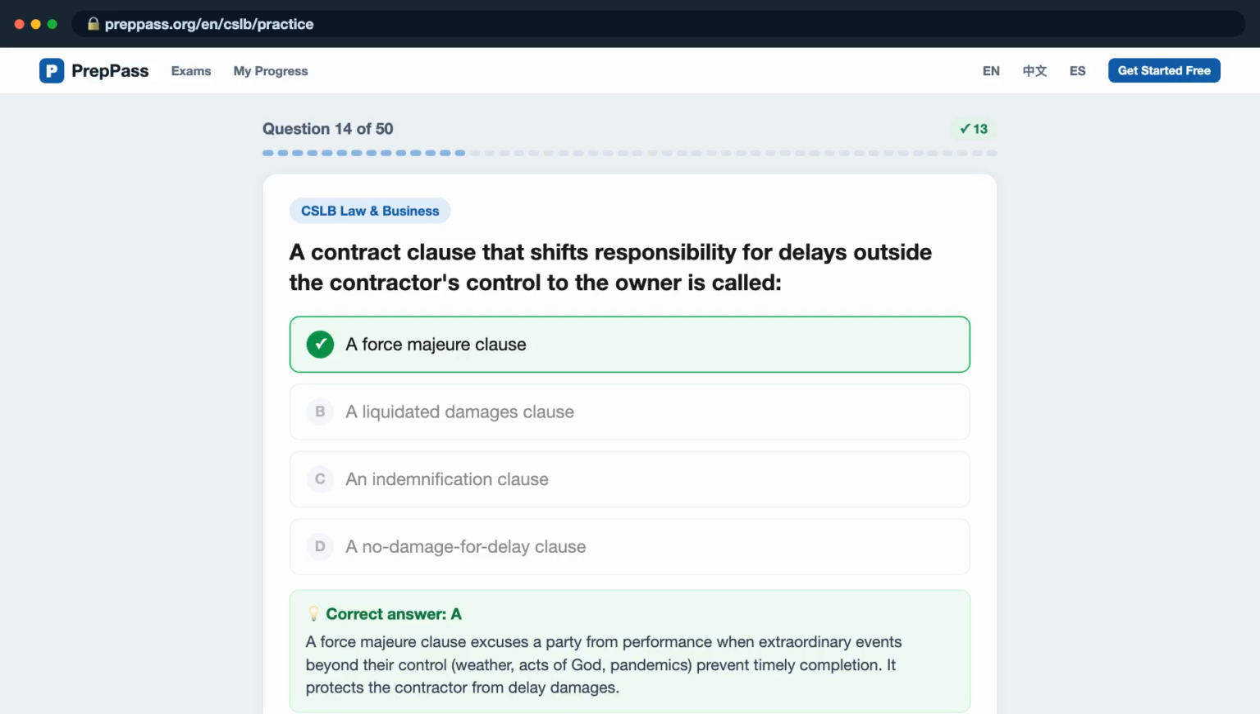A force majeure clause excuses a party from performance when extraordinary events beyond their control, weather, acts of God, pandemics, prevent timely completion. It protects the contractor from delay damages.